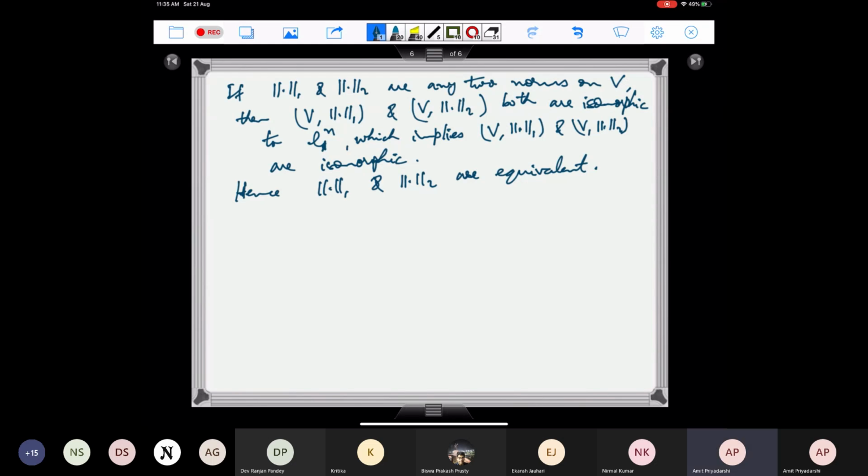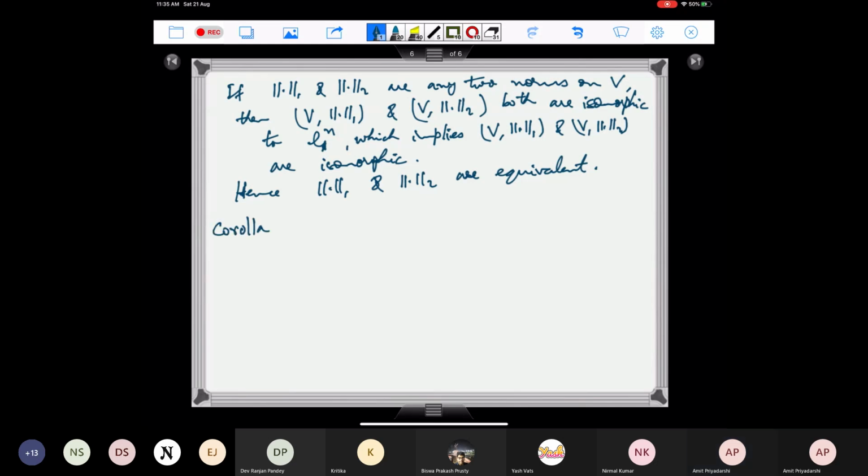So the main idea is simply showing that if we have any finite dimensional normed linear space, then you show that it is isomorphic to L1^n. Once you have shown that, then you get that any two norms are equivalent. For the infinite dimensional case, it is not true. So I'll give one example. But first, let's see an important corollary to this theorem.